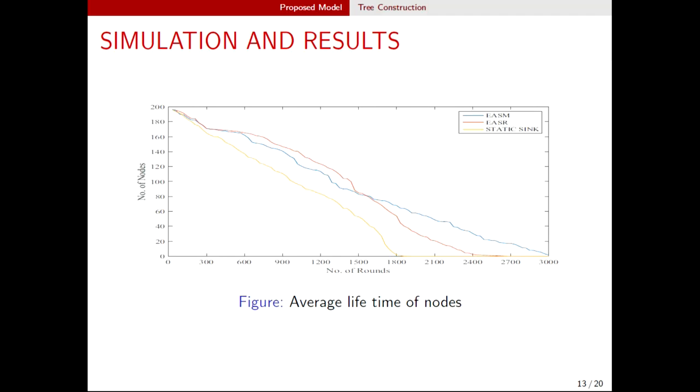With these results, the y-axis is normalized from 0 to 200, with the number of nodes on the y-axis and the number of rounds on the x-axis. For the number of nodes which have depleted, the average lifetime has increased in this work compared to the previous 2 works considered in the literature.